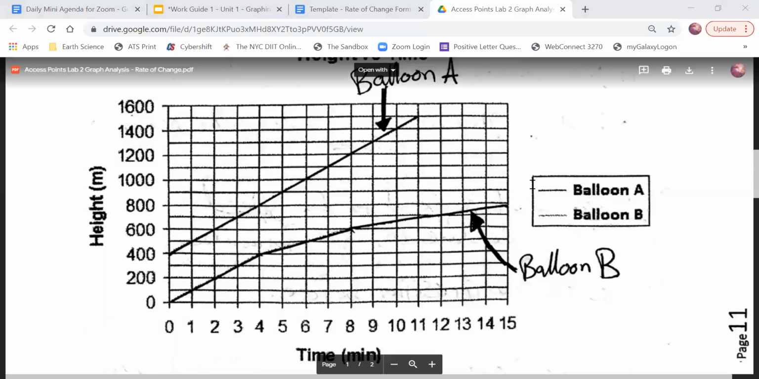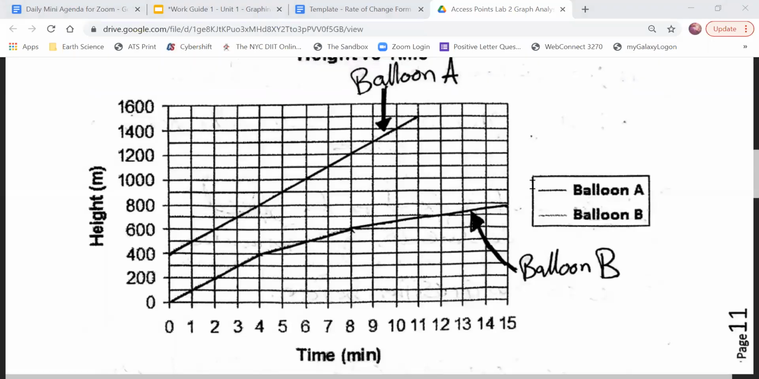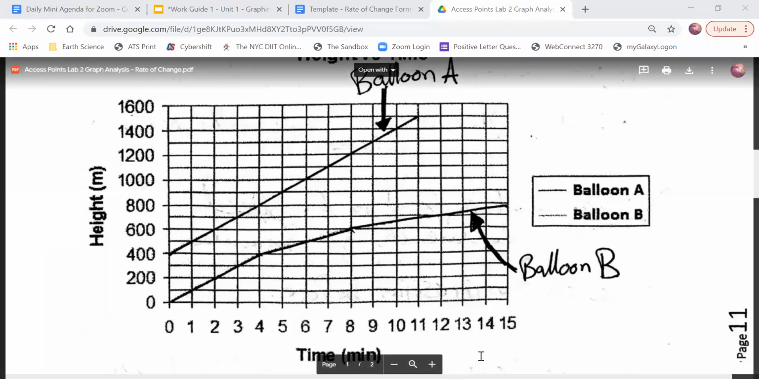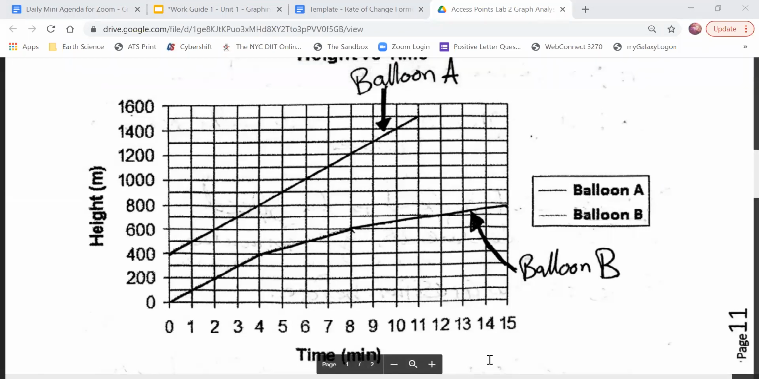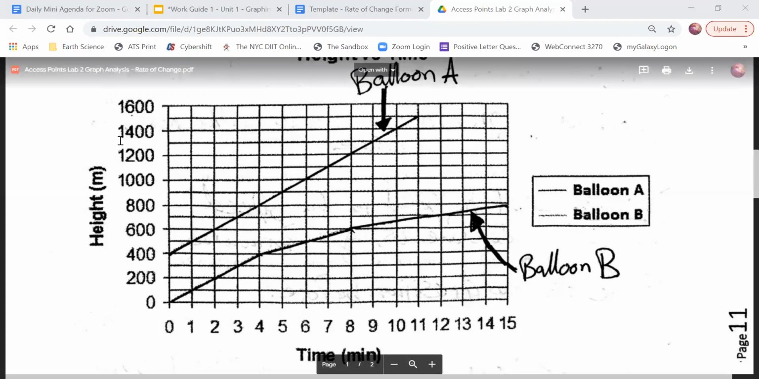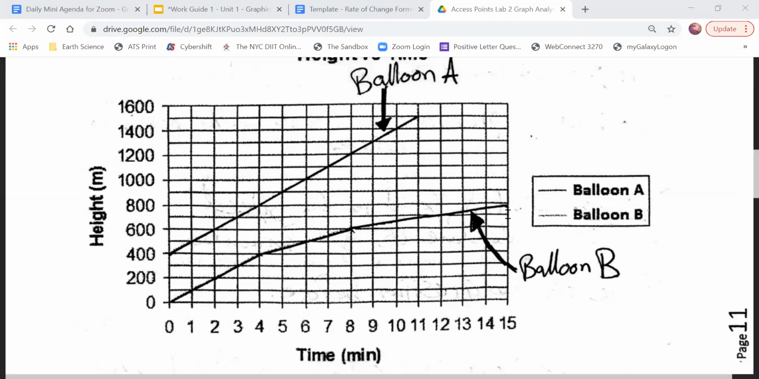Okay, so let's take a look at our access point, and it's page one of the access point. We have our field values here on our y-axis. We have our time here on our x-axis. We have balloon A graph line and we have balloon B graph line.